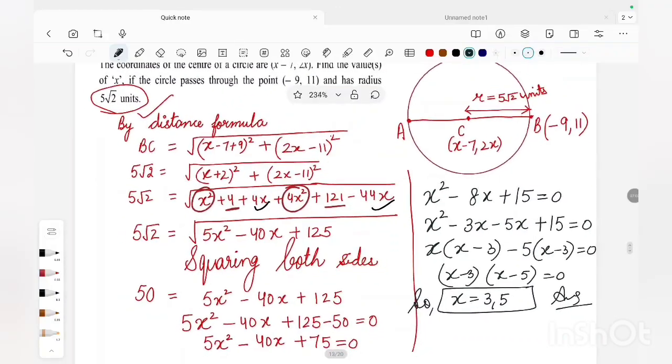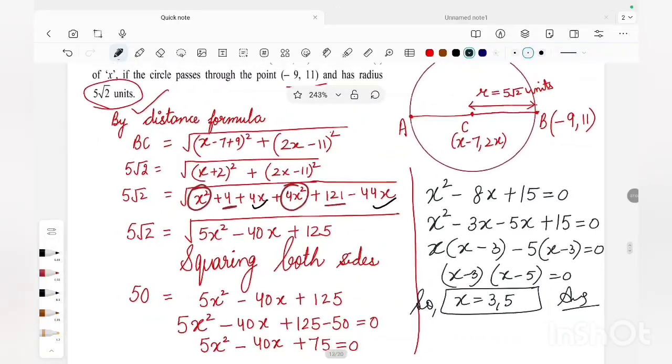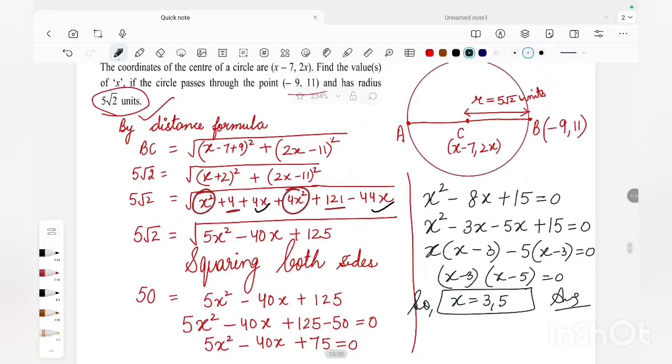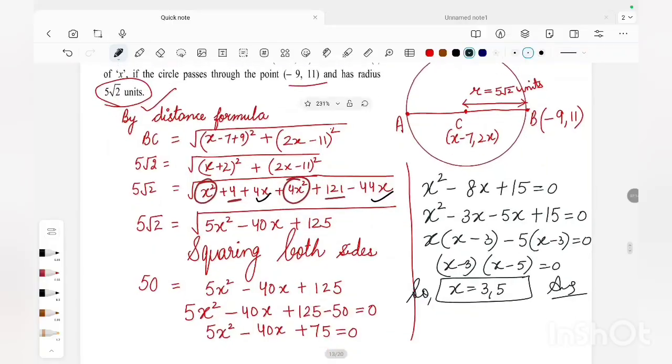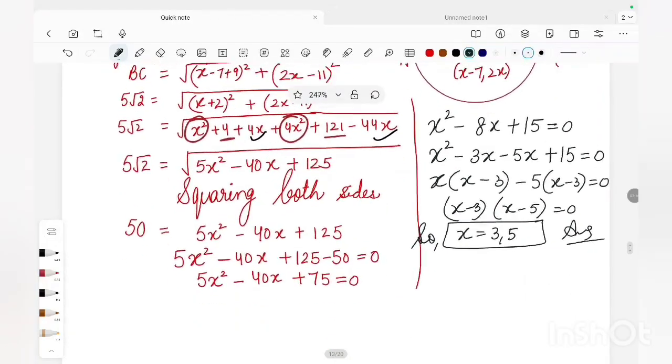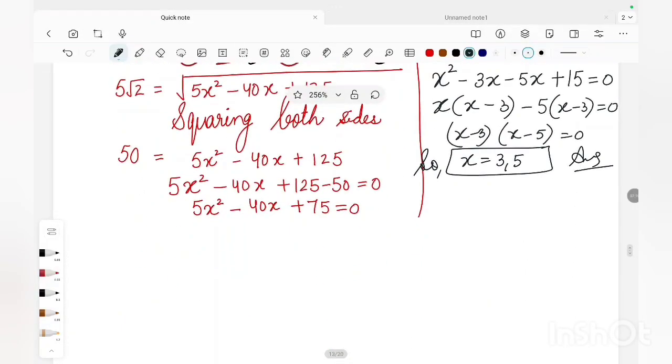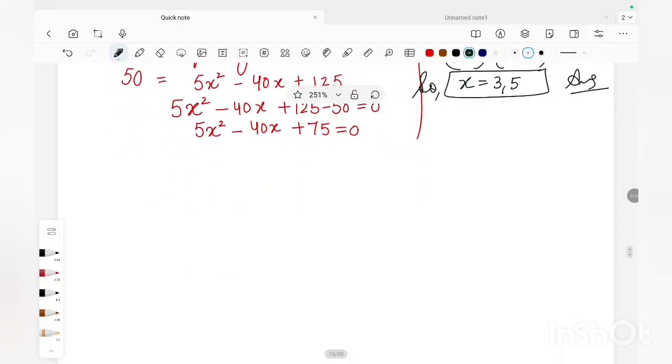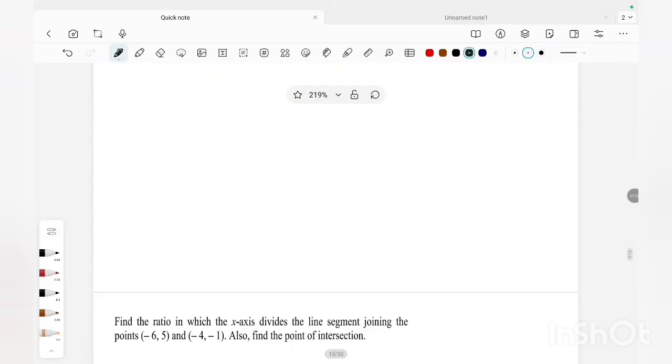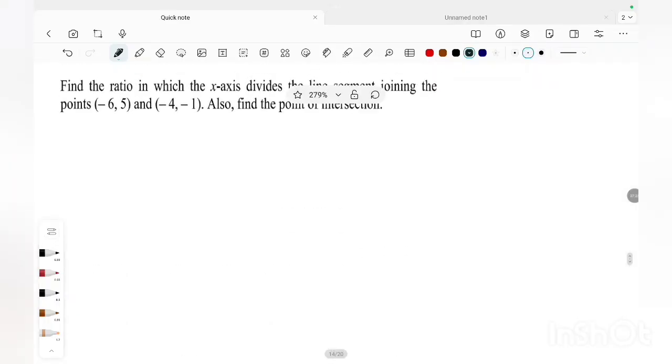Let's move to the next question. Side by side, please do it by yourself. Pause the video. First of all, try to do it yourself, then take the hint and the idea of how to solve it. Okay, solve it side by side. Don't just see it, you have to solve it also side by side on your own. With the help of the video you can see the solution and solve it side by side. Okay, let's move to the next question now.